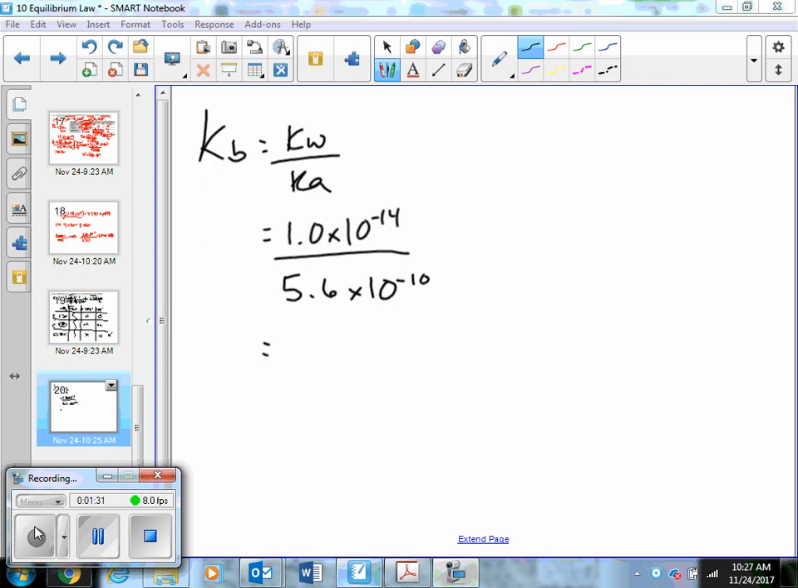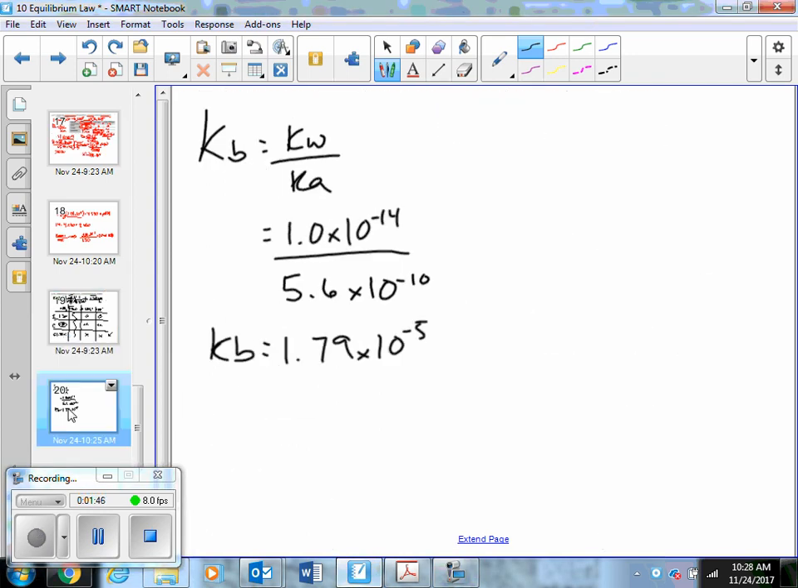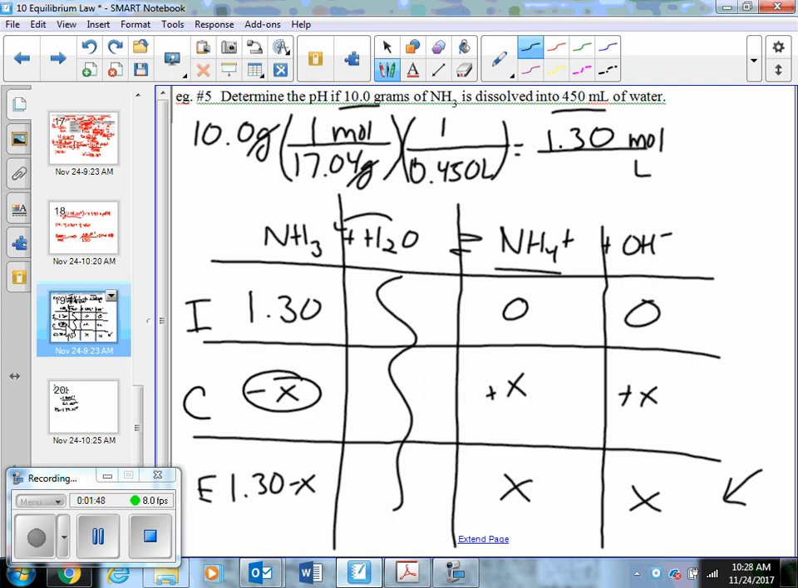So the Kb of ammonia, Kw over Ka, gives us a value of 1.79 times 10 to the minus 5. Okay, if we take the concentration of our weak base, 1.30, divided by the Kb, we get a number that's much greater than 1000. So we can ignore this change and assume that the equilibrium concentration is 1.30.